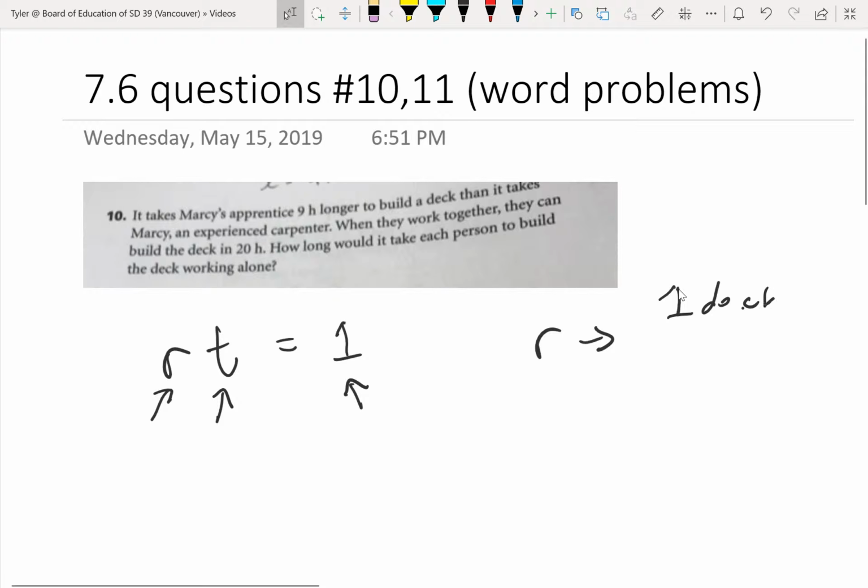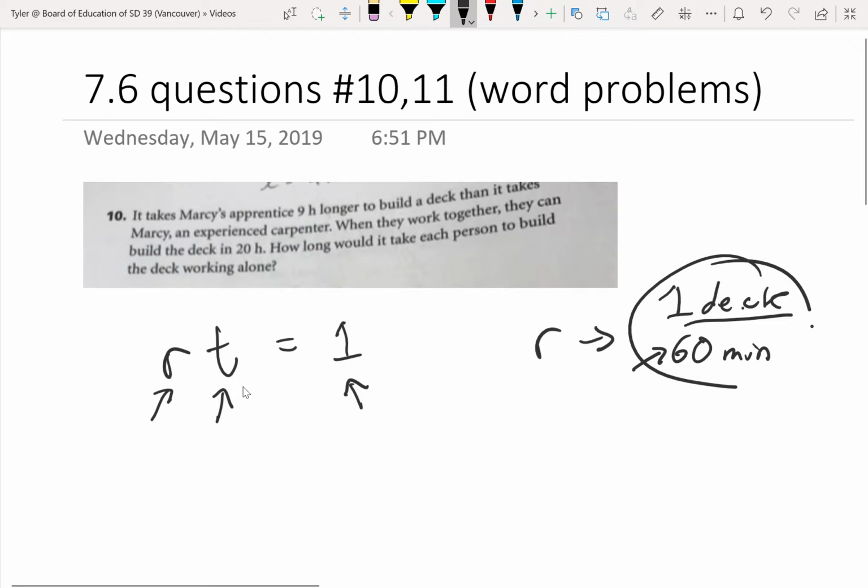1 deck per 60 minutes. Okay, that's your rate, 1 per 60. So really the number we care about is how long it takes you to do it. So let's do an example here so it makes sense. If I said your rate was 1 over 60 minutes and you multiplied it by 60 minutes, that would give you 1 deck, which means that's how much you would complete. If I put 30 minutes, you would actually only get like half a deck, which makes sense because in 30 minutes you'd build half a deck.